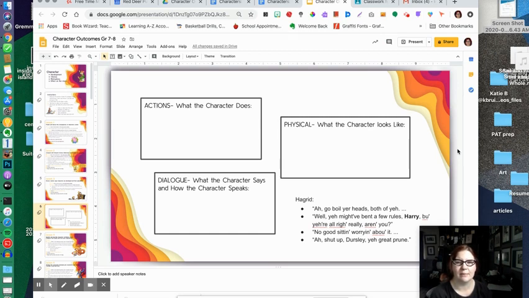So I've put an example here of some of Hagrid speaking, just to talk about that dialogue part. You can read through it, it's right at the bottom there.